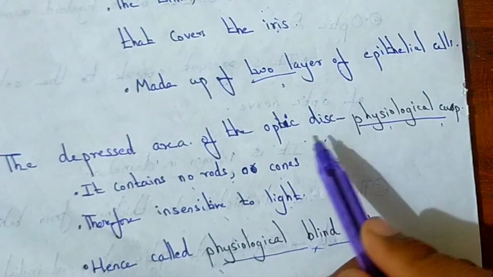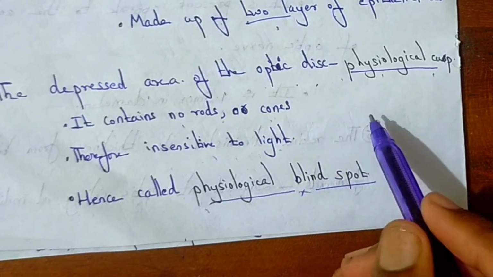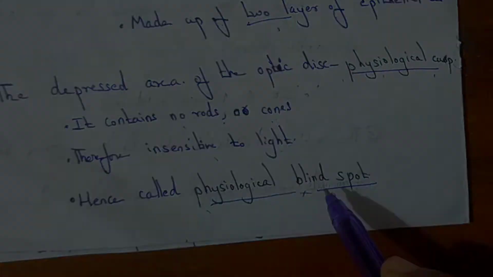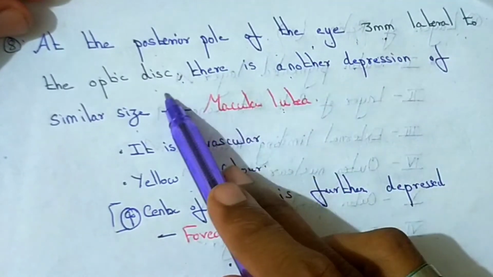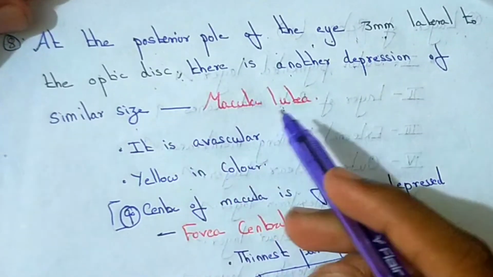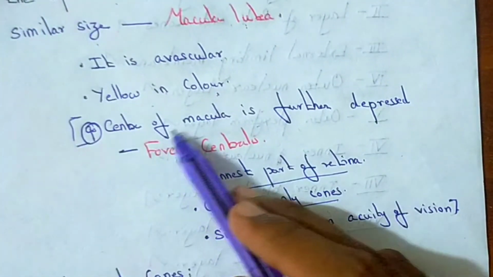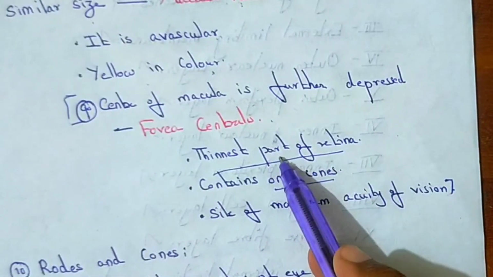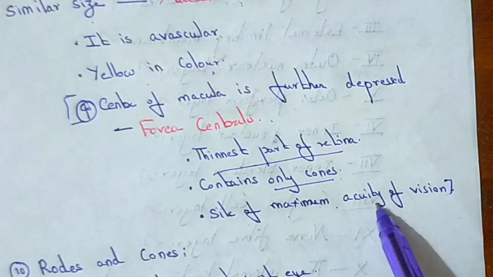The depressed area of the optic disc is called the physiological cup. It contains no rods and no cones, therefore it is insensitive to light, hence called the physiological blind spot. At the posterior pole of the eye, 3 mm lateral to the optic disc, there is another depression of similar size called the macula lutea. It is avascular and yellow in color. The center of the macula is further depressed to form the fovea centralis. It is the thinnest part of the retina, contains only cones, and is the site of maximum acuity of vision.